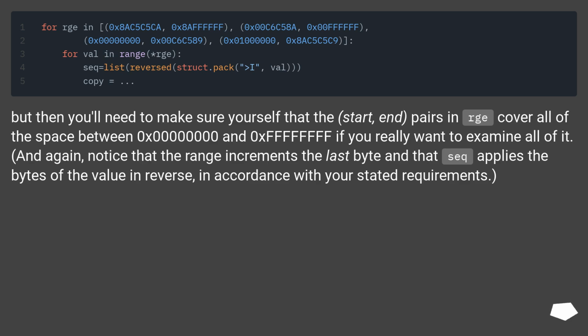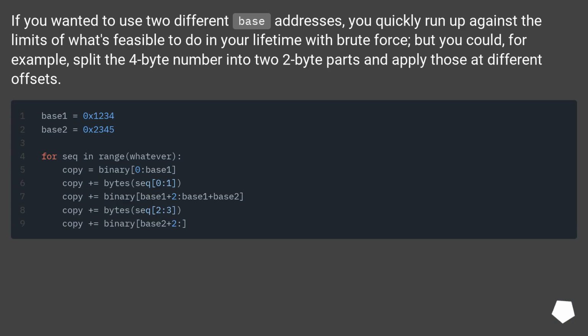And again, notice that the range increments the last byte and that struct applies the bytes of the value in reverse, in accordance with your stated requirements. If you wanted to use two different base addresses, you quickly run up against the limits of what's feasible to do in your lifetime with brute force, but you could, for example, split the 4-byte number into two 2-byte parts and apply those at different offsets.